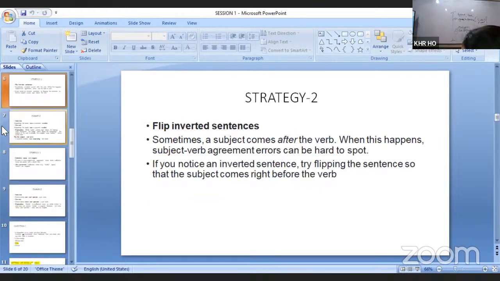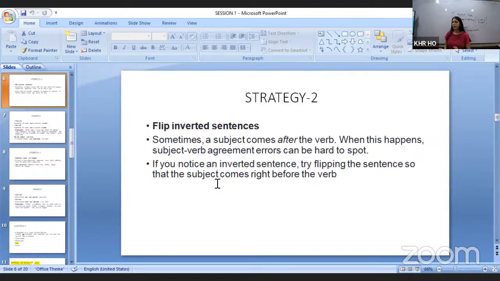Strategy 2. This is flip inverted sentences. When we say flip inverted sentences, sometimes a subject comes after the verb. So what you can do is, in your head, flip the sentence. If the sentence does not sound correct, let me flip it and understand it. Am I going with singular or plural?